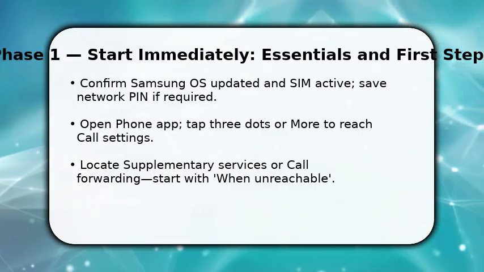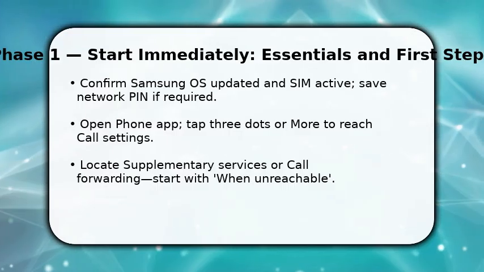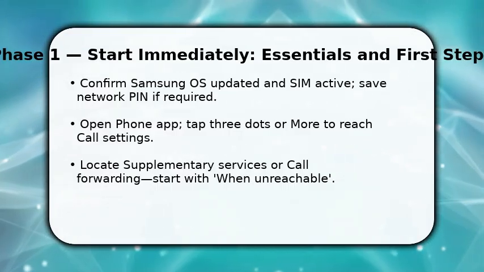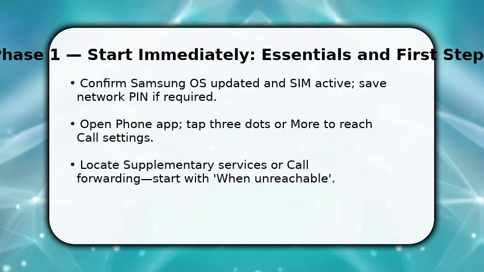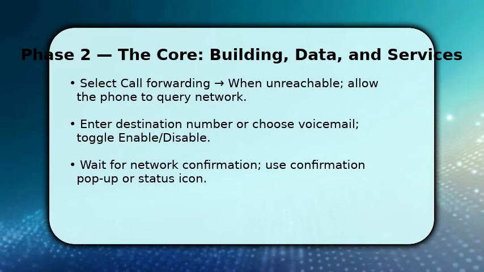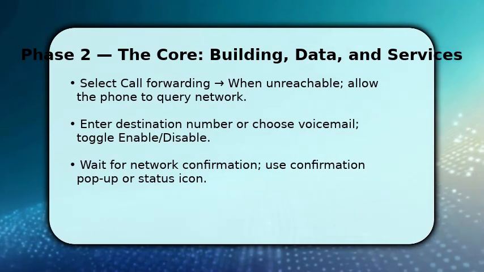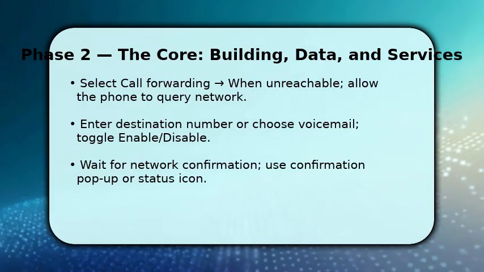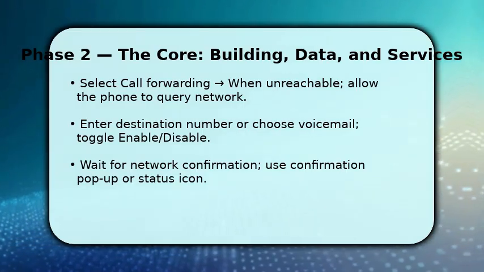You need to be in this menu to change the behavior when the phone is off, out of coverage, or unregistered with the network. You now configure the actual diversion. Tap Call Forwarding and choose When Unreachable. The phone will query the network for current settings, so give it a moment.